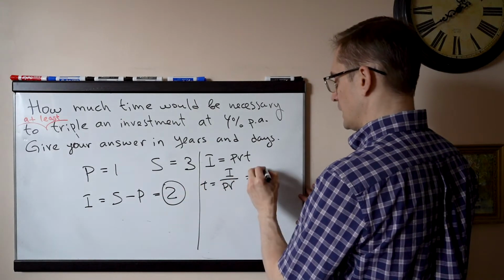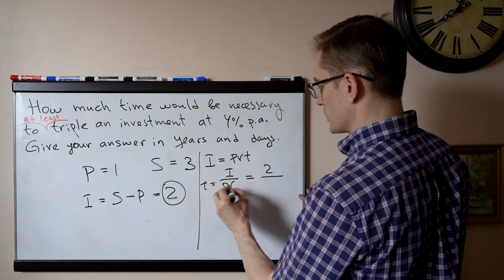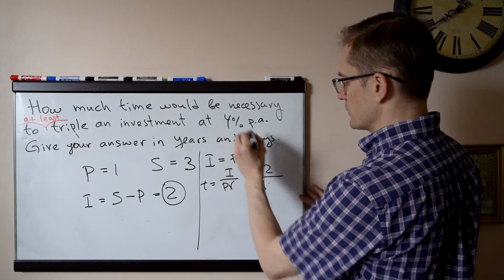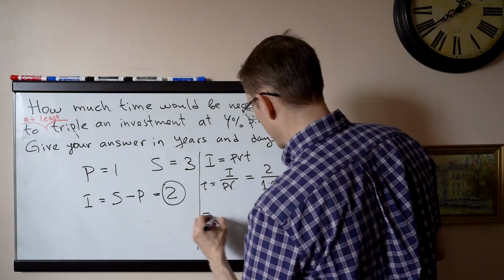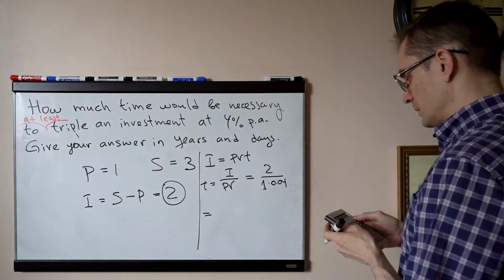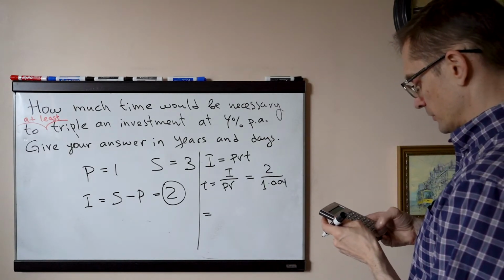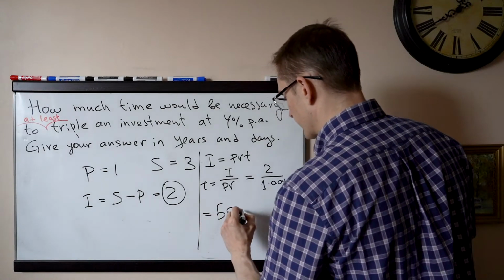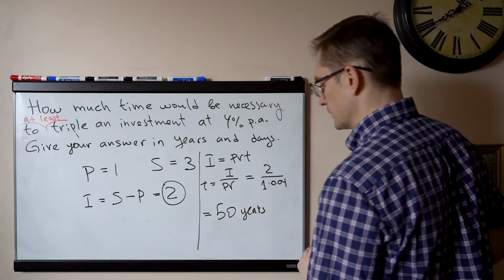Okay, so what is I? I is 2 divided by principal, which is 1, times R, which is 0.04. So what that will be is 2 over 0.04. That's of course going to be 50 years, right? 50 years.